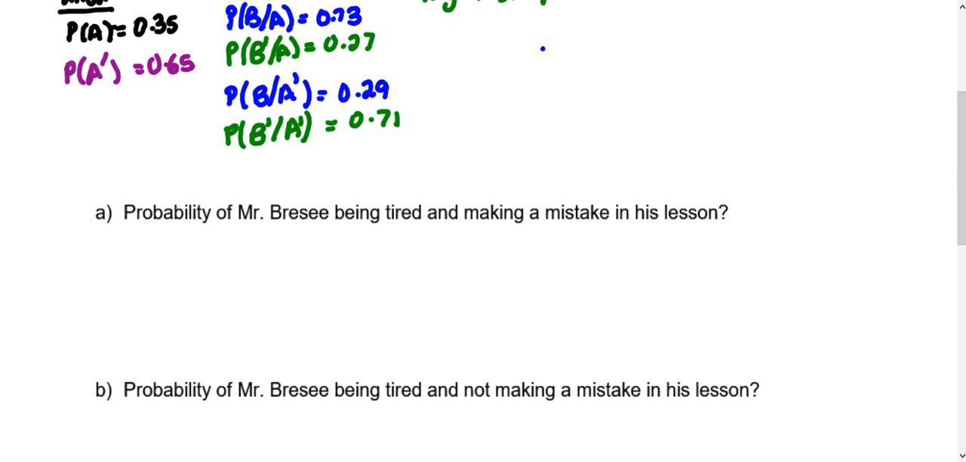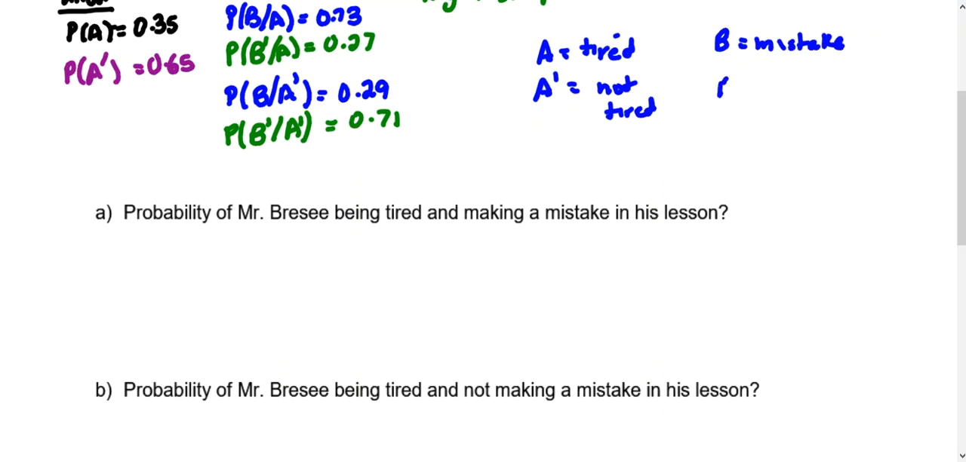So, just so that we know, A is tired, A prime is not tired, B is mistake, and B prime is no mistake. Okay, so now when I read the question, I write on the question. So the probability of me being tired, that's A, and making a mistake is B.